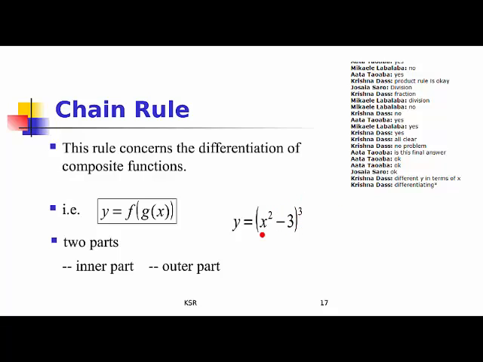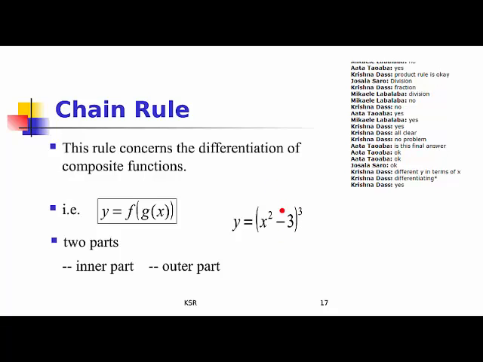Because remember, when we have a function and we have a power, we bring the power in front, then we do minus 1 to the power, isn't it? And then we have an inside function here. So always remember one thing. This is how chain rule works.